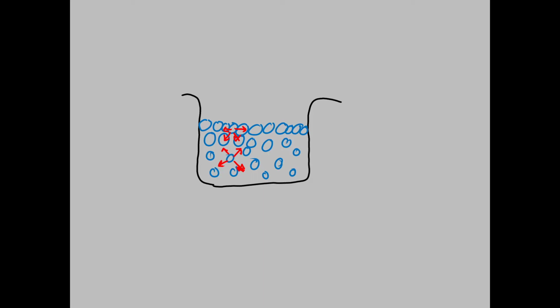Okay, fair enough. Now we want to explain the process of boiling. At room temperature, we also have atmospheric pressure. The pressure of the atmosphere pushes the air, pushes the liquid downwards. So the gas molecules cannot escape. So this is atmospheric pressure.